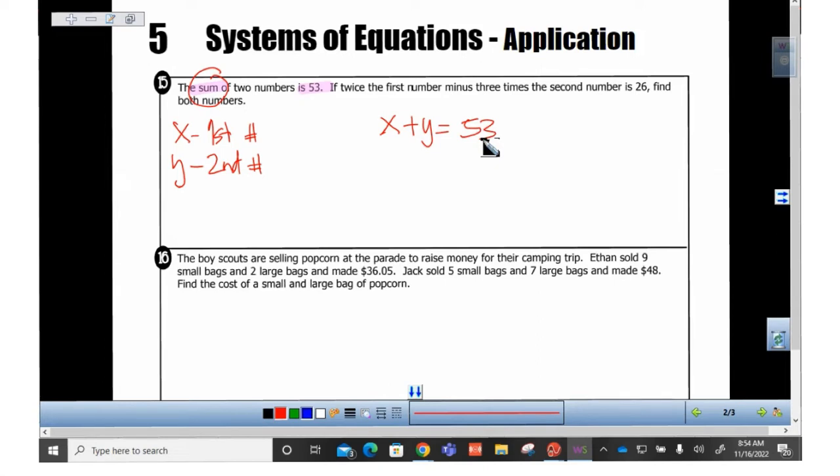All right, moving on. Twice the first number minus 3 times the second number is 26. So what is our first number again? Our first number is the variable x. So what do we mean by twice the first number? That is multiplying the first number x by 2. So our second equation starts with 2x minus 3 times the second number. So minus 3 times the second number y, which equals 26.